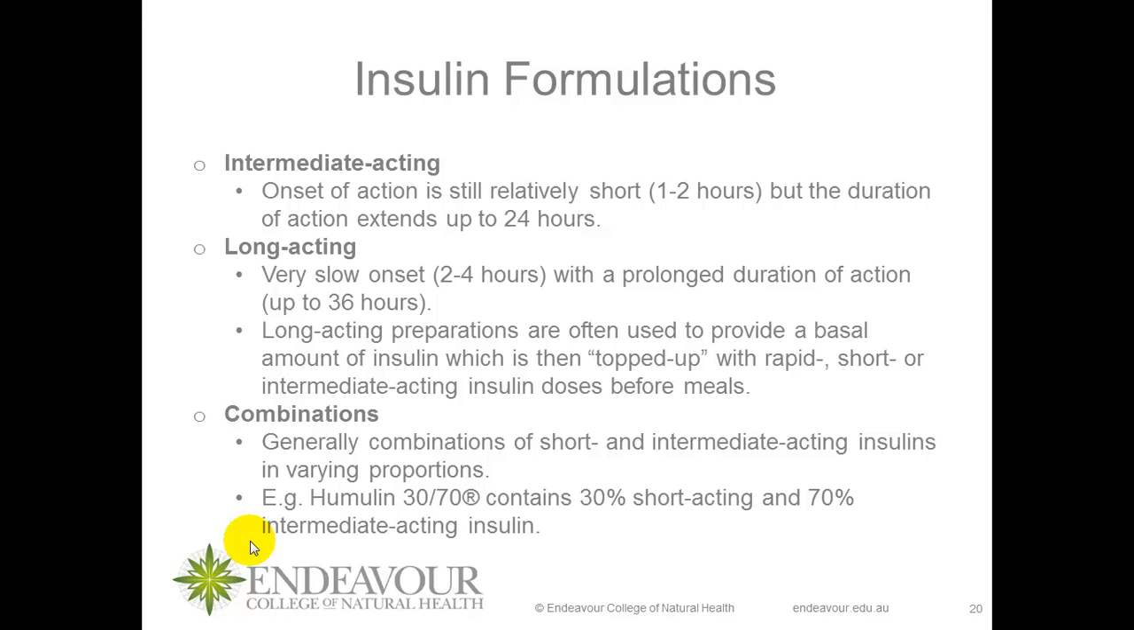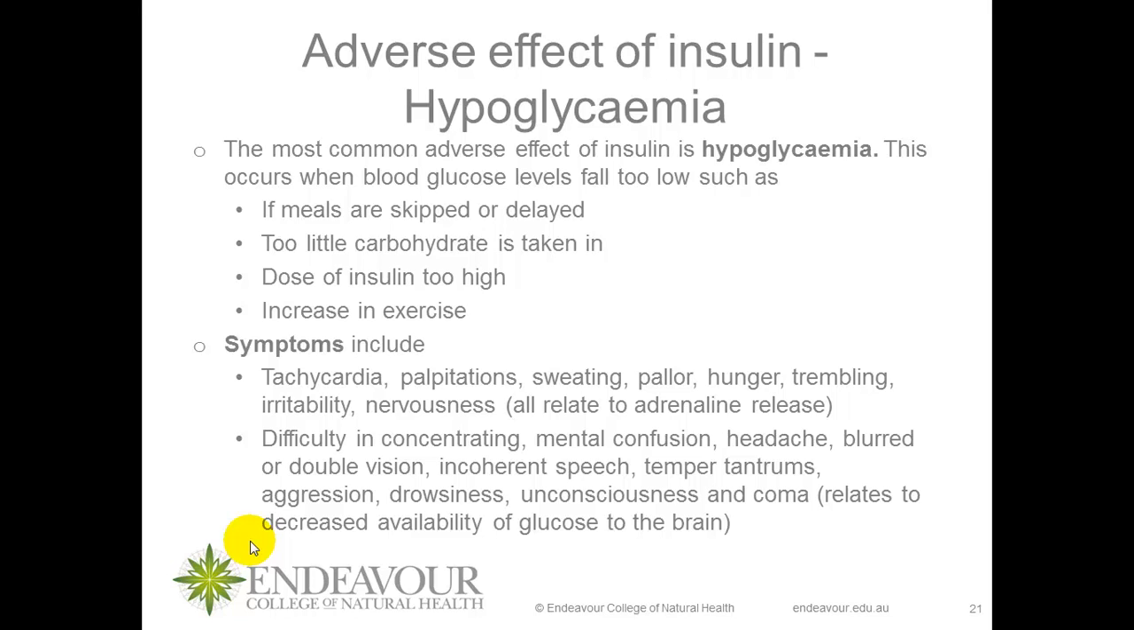Oftentimes, that just provides a basal amount of insulin, and the person then still tops up with a rapid, short, or intermediate acting insulin dose before their meals. So combinations of these are quite common. We might have a combination of a short and an intermediate acting insulin. If it's a Humulin 30/70, we have 30% of a short acting insulin formulation and a 70% intermediate acting insulin formulation, so as to get the right levels of insulin and therefore prevent those hypoglycemic comas.